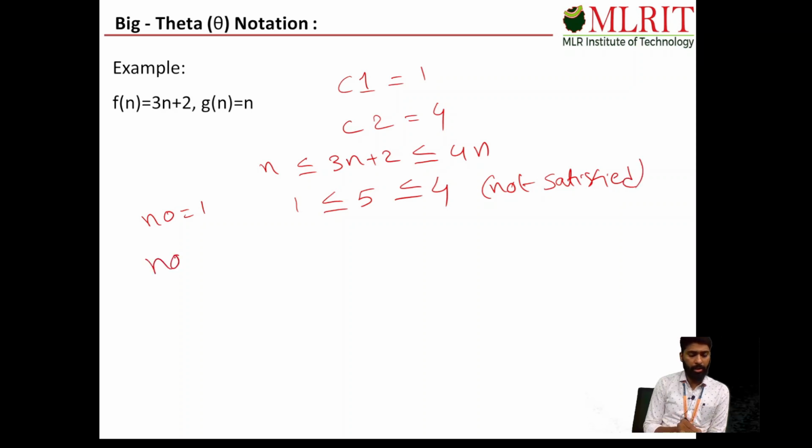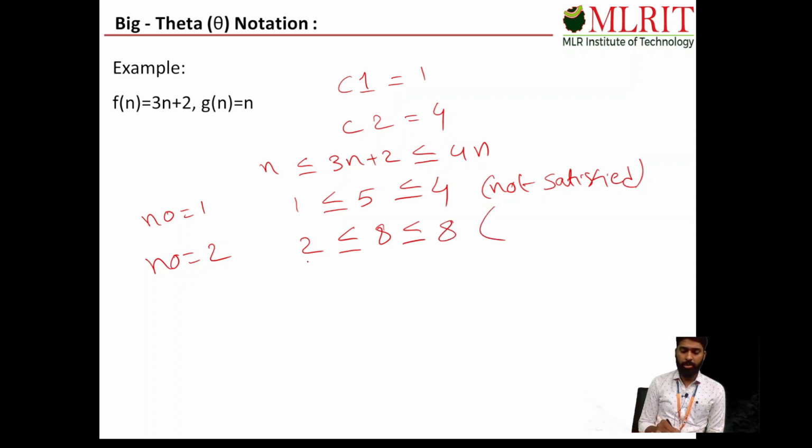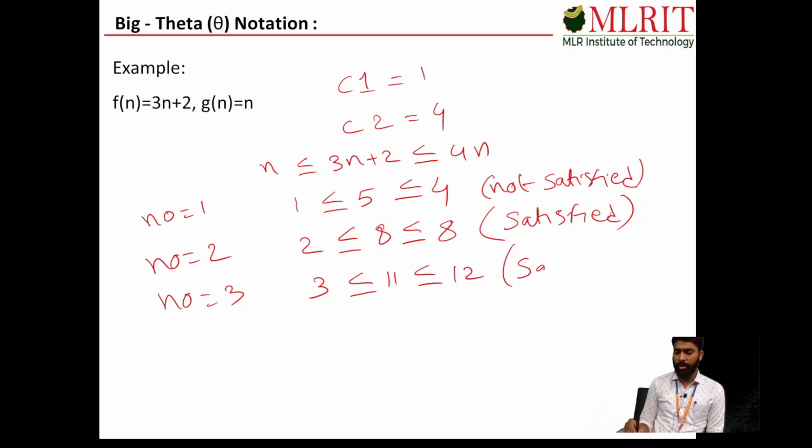Let us take n naught equals to 2. 2 less than or equals to 3 into 2, 6, 6 plus 2, 8, 8 less than or equals to 4 into 2, 8. So 2 less than or equals to 8, 8 less than or equals to 8, satisfied. Now, consider n naught equals to 3. 3 less than or equals to 3 into 3, 9 plus 2, 11, less than or equals to 4 into 3, 12. This is also satisfied.